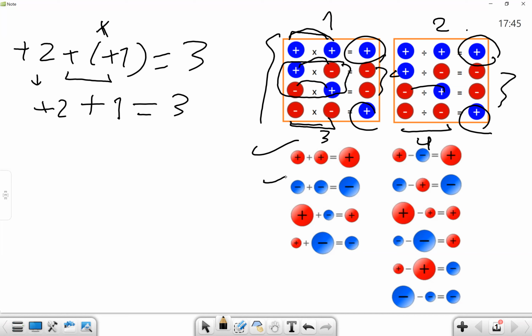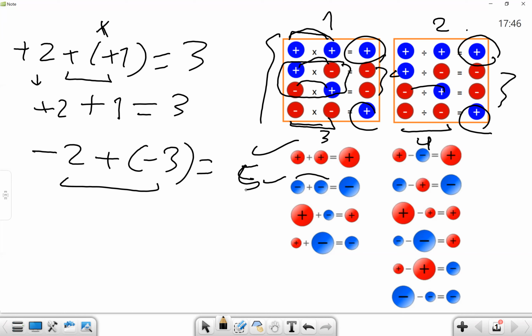The second one, negative plus negative equals negative. Let me explain how. Negative 2 plus negative 3. If you have the same sign with addition and subtraction, you add the numbers and keep the sign. Add the numbers, keep the sign. 2 plus 3 equals 5. And keep the sign. Negative 2 plus negative 3 equals negative 5.